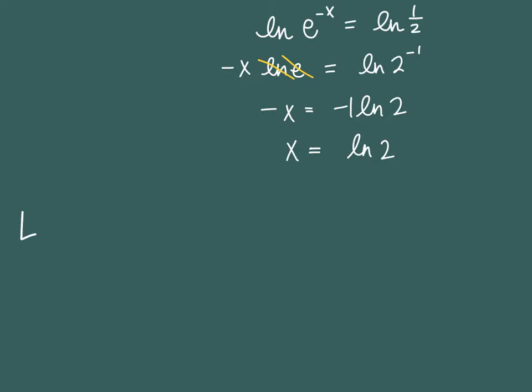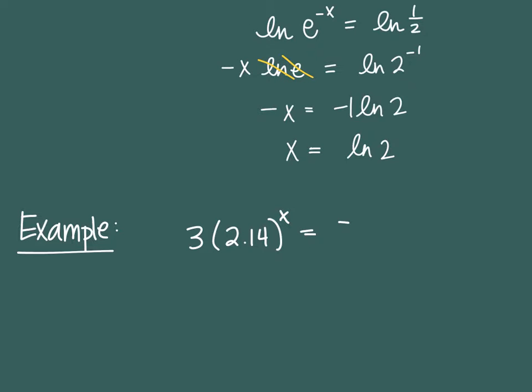All right, 2 more, and then we'll have 1 more, and then we'll be done. Yeah, you can do it, Daniel. You can do it. All right. 3(2.14)^x equals 5.